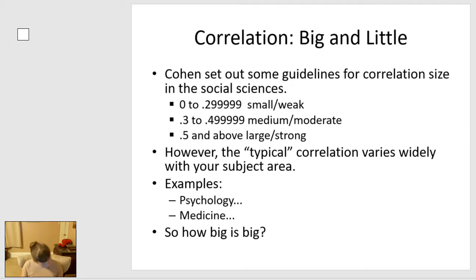But in psychology, anything below 0.3 is small, 0.3 to 0.5 is medium, and above 0.5 is considered large or strong. And you should know those rules of thumb. But sort of like Cohen's d, they're just rules of thumb. Just rules of thumb.